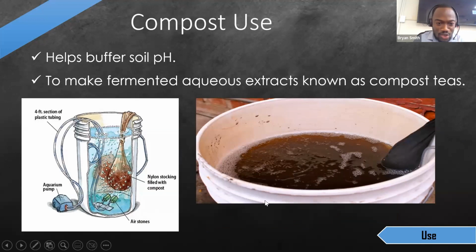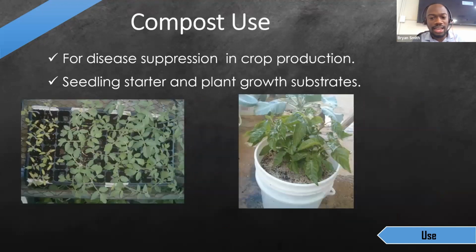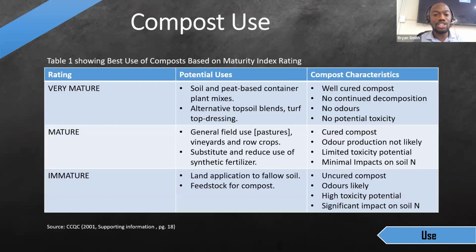And we also can use that compost to make compost tea, which is basically a liquid extract. Sometimes we can't travel with that bulky compost. Sometimes we don't have enough, but we can ferment it in some water, and this will have some nutrients and beneficial organisms that you can use. And it can be used for disease suppression and so forth. And so depending on how mature your compost is, you have different uses for your compost.